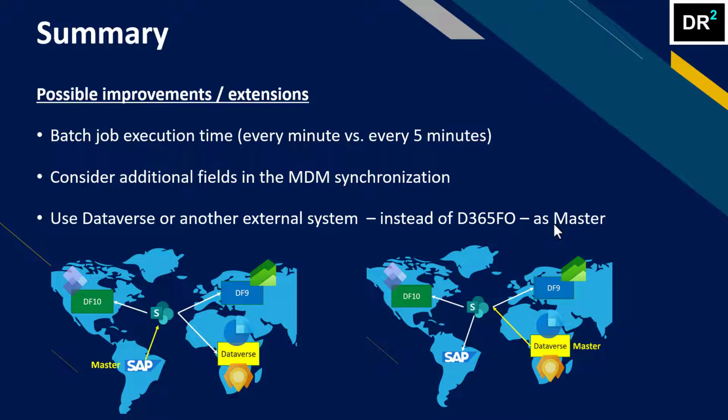Of course, there are 1,000 things that you can improve. You can change the execution time. You can add additional fields. You can use other systems to trigger this. So, for example, if I say SAP is my master, and I just put a file here, and this can be any kind of file, I put it to SharePoint and then use electronic reporting to feed DF10, DF9, and Dataverse, then this is not a problem, because electronic reporting can do the mapping. You can extract fields from any text file, from XML files, from whatever you have, and then do the master data synchronization here. Or you can do the same if you start with Dataverse. So it doesn't really matter.